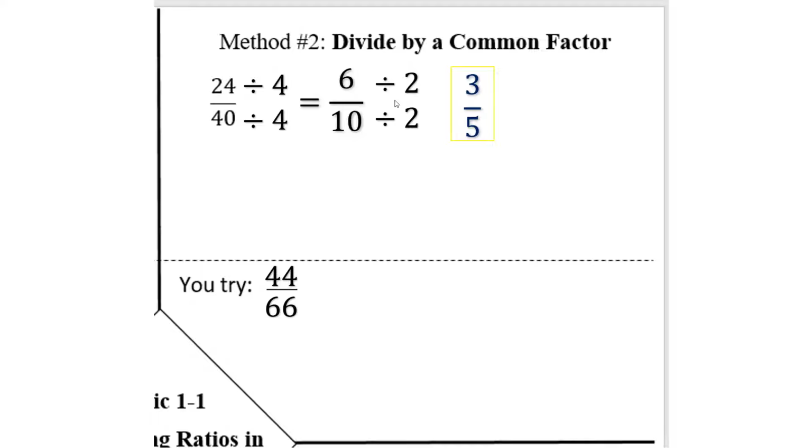The U-try is 44 over 66. So if you do a common factor of 2 on this one, 44 divided by 2 is 22. 66 divided by 2 is 33. And then 22 and 33 can still be divided by 11. And so the answer to this one is 2/3.